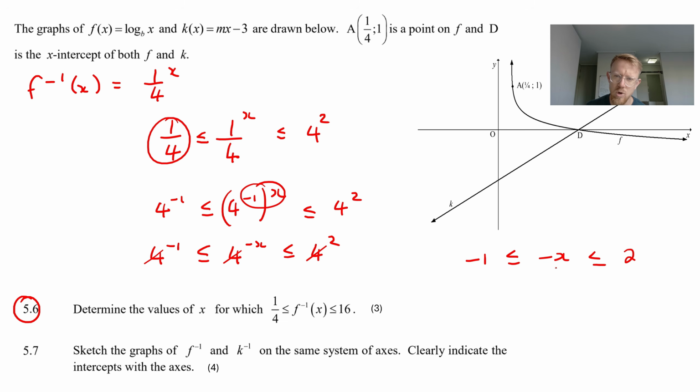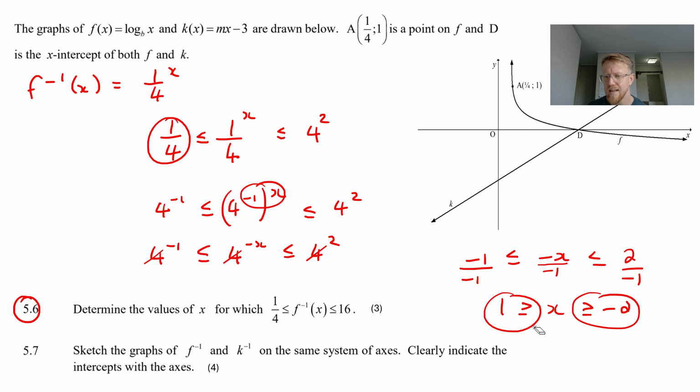To get x alone, I'm going to have to divide by negative 1 to get rid of that negative. But because it's an inequality, whenever you divide by a negative, the signs are going to have to change. That's going to have to go like that. And that's going to have to go like that. And so there is the answer. X can be any number bigger than minus 2 and smaller than or equal to 1.